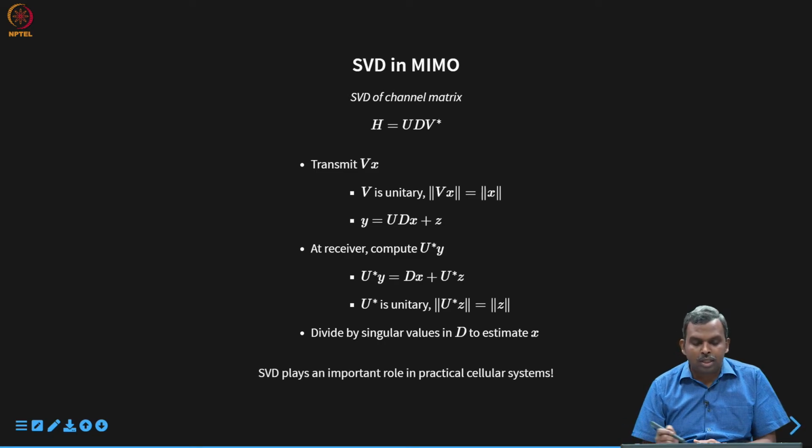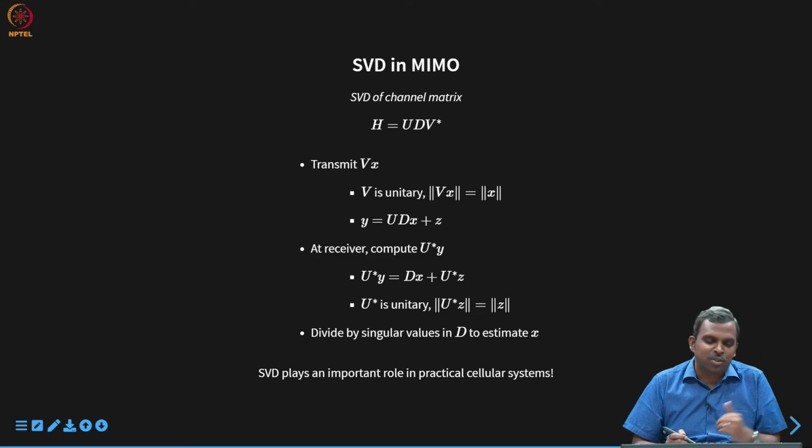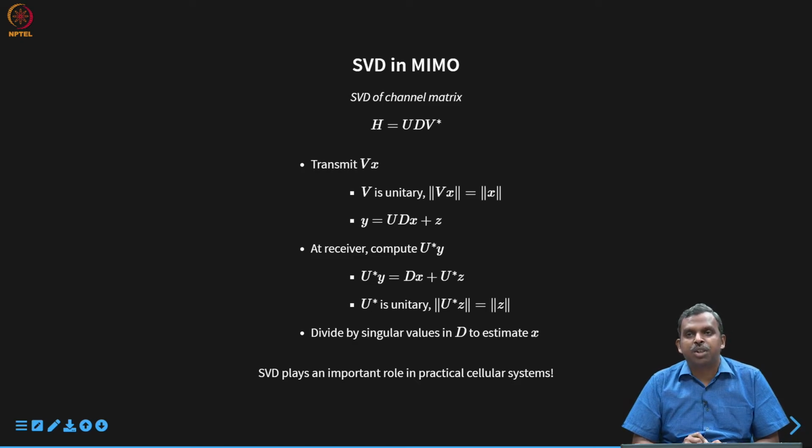So much so that this kind of SVD and MIMO play an important role in practical cellular systems. So all your cell phones, even on the communication side, have SVD sitting there, not just on the image processing side like we saw before. So this is SVD in action in communication. People who do wireless communication courses probably will meet this at one point or the other.